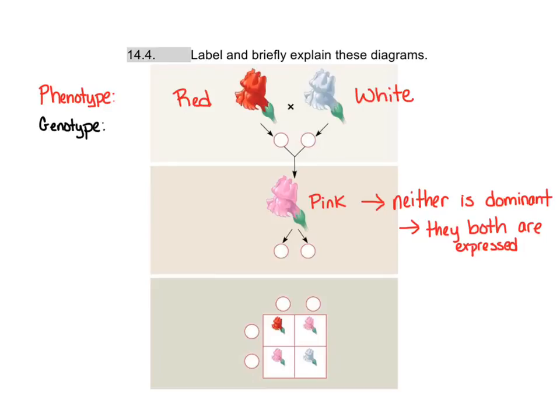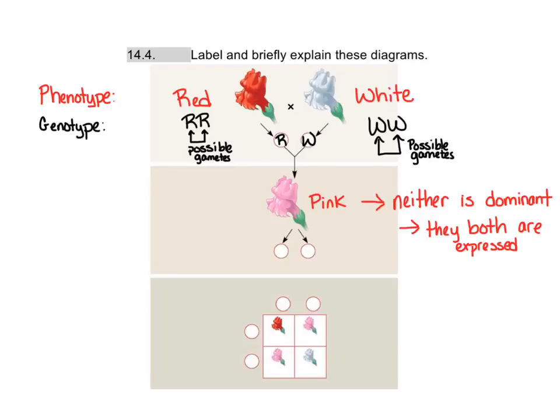When we look at the genotype of the red plant, it's going to be big R, big R, so both possible gametes are going to be a capital R. And the genotype of the white flower is going to be big W, big W, where both possible gametes are big W, which means that the red flower can only provide a capital R and the white flower can only provide a capital W.